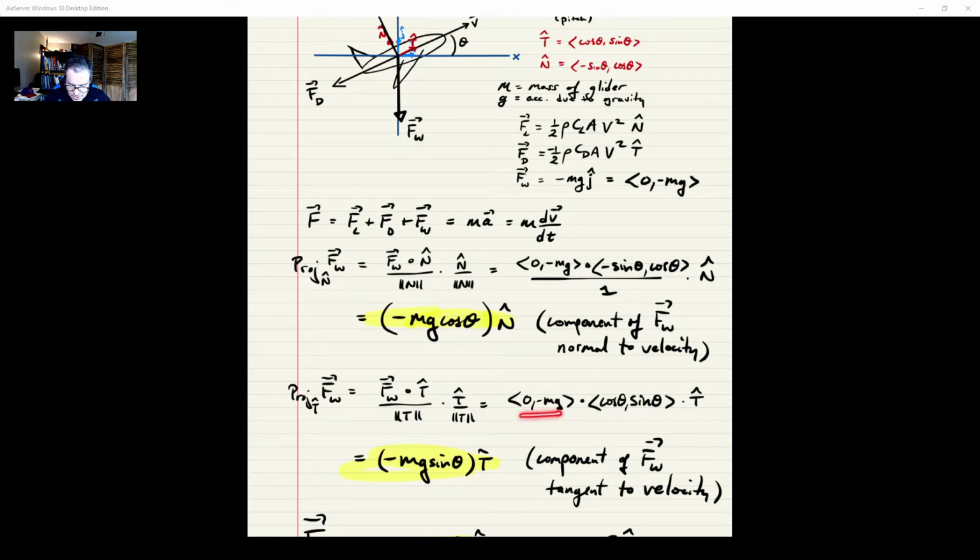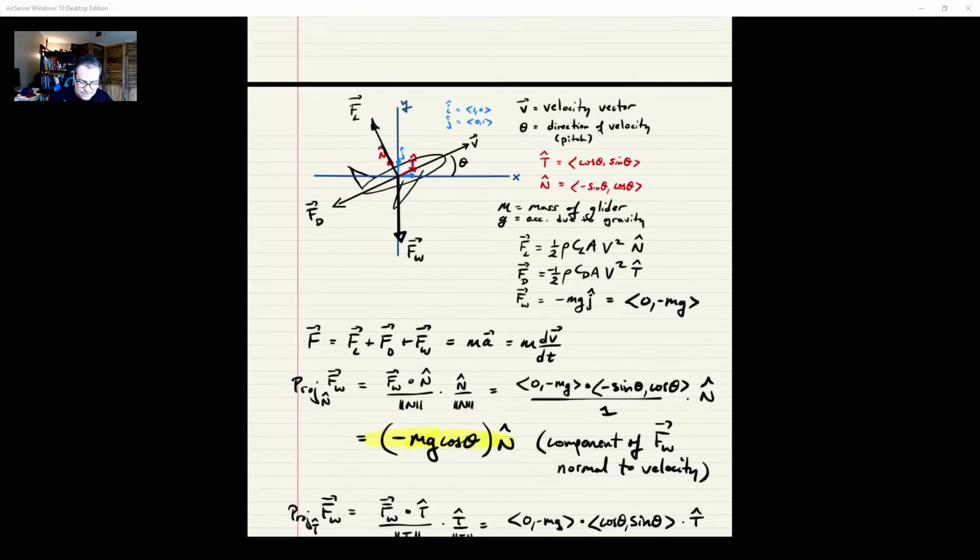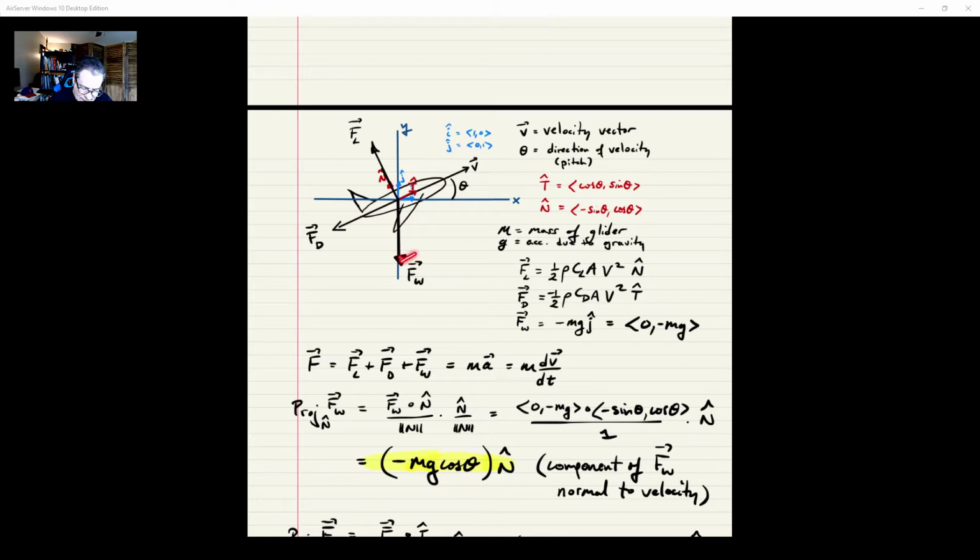So here's the weight vector and the unit tangent vector, and doing that dot product, I have 0 times cos theta, which is 0, plus negative mg times sine theta, which is negative mg sine theta. I've got, therefore, negative mg sine theta as the magnitude and negative t as the direction. So it's opposite to the direction of travel. So it's a vector that would be sort of like this. It's the component of the weight that is in the direction of travel. It's basically what's making the glider fall backwards. The normal component and the tangential component make the total weight of the glider.